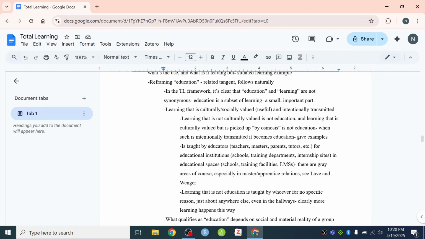Learning that does not get that tag of education is taught by whoever, for no specific reason, just about anywhere else. It could be in the hallways of the school rather than the classrooms. And I would argue that clearly more of the learning that people do happens this way than happens in the educational spaces. You spend more time outside of school, between classes, talking to friends, than you do in school. And you're learning the whole time.